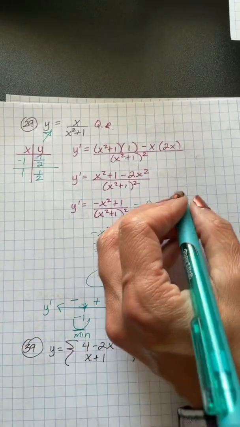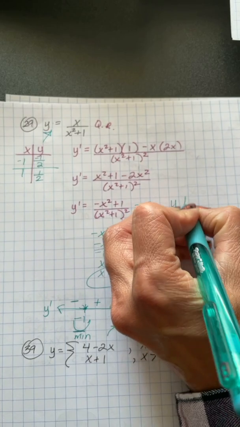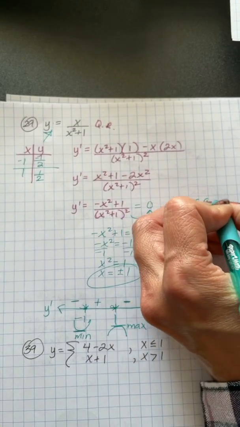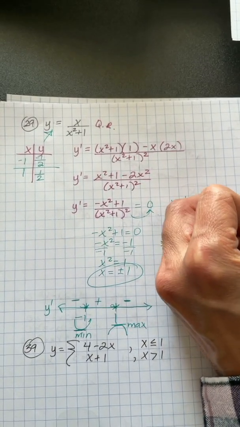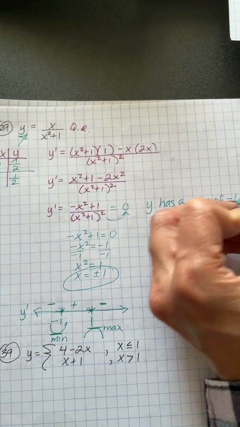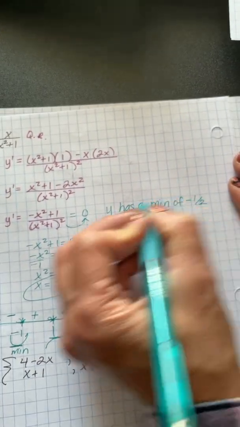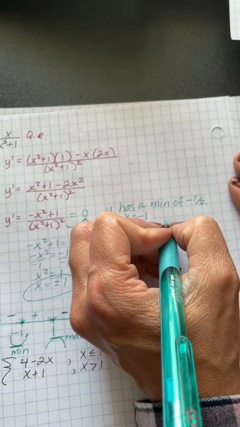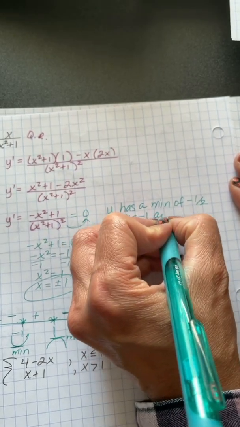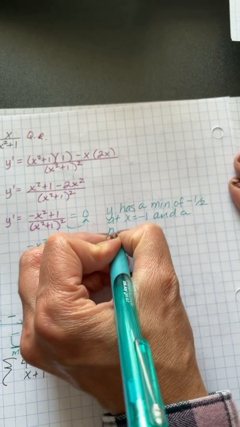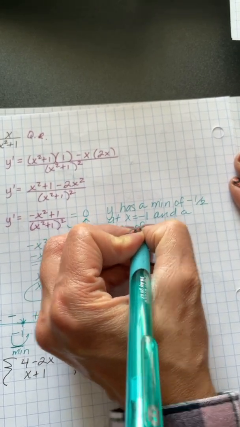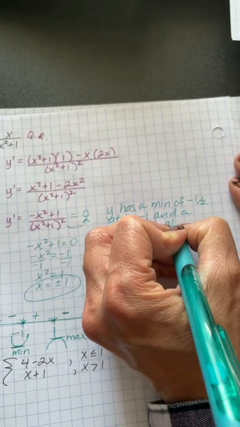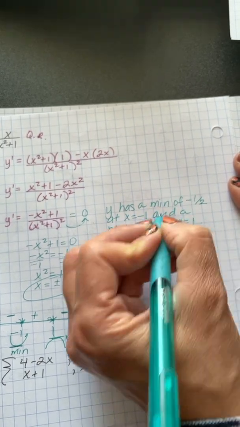Okay, so we can say y has a min of -1/2 at x equals -1 and a max of positive 1/2 at x equals positive 1.